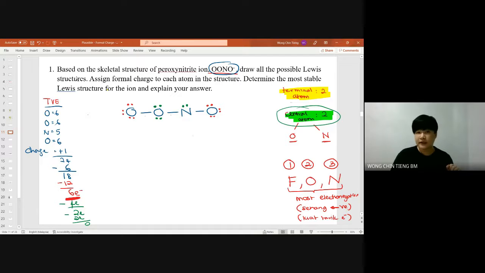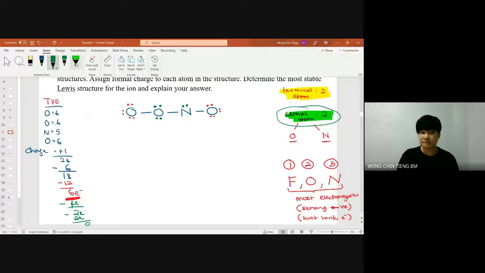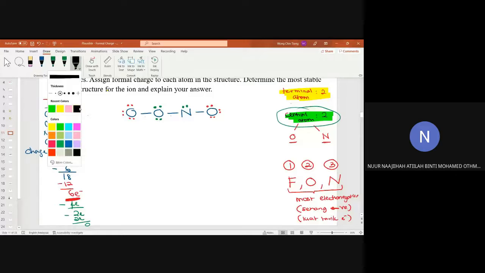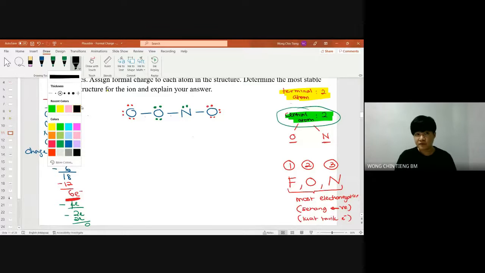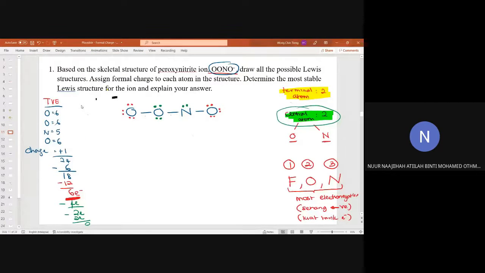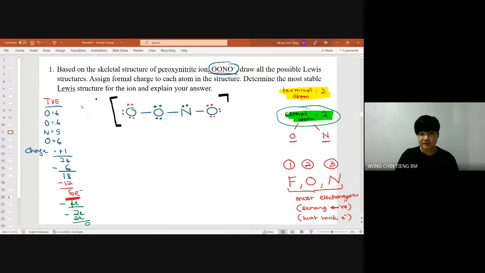So next thing over here, by the way, is my Lewis structure completed so far? No. Why? Ada charge. Bracket negative. Alright, saya tak tahu berapa kali. Tiap-tiap kali saya jumpa ion, tiap-tiap kali saya kata bracket charge wajib. Betul. So, jangan tinggal lah.